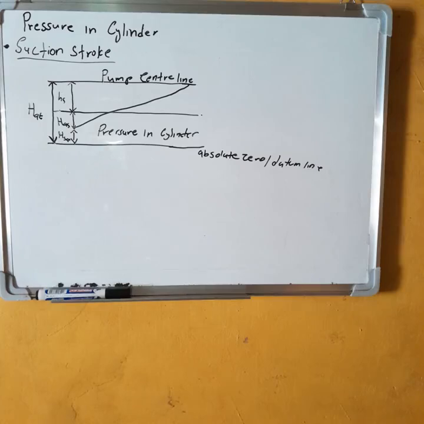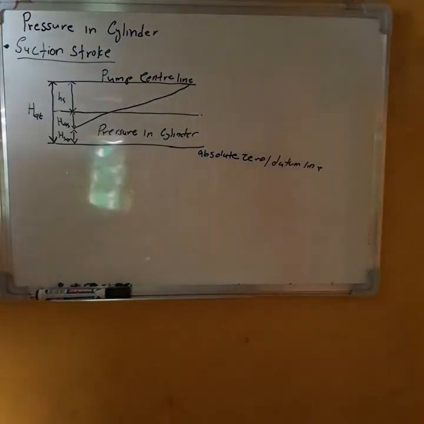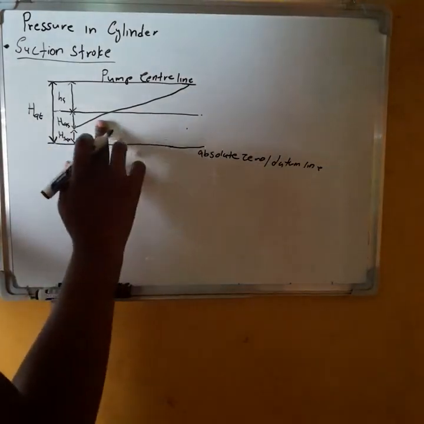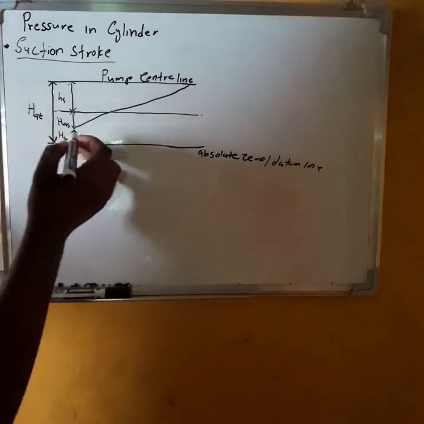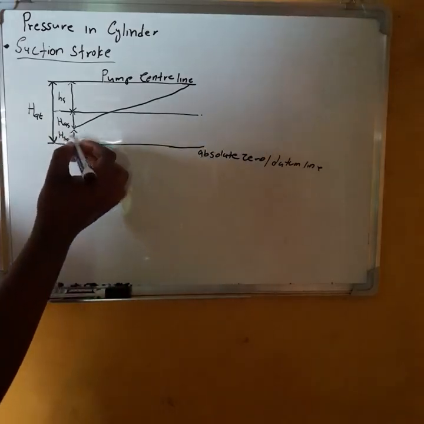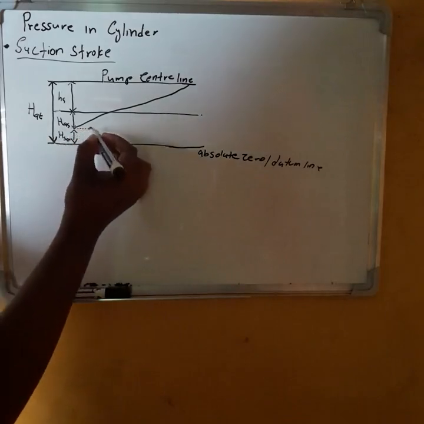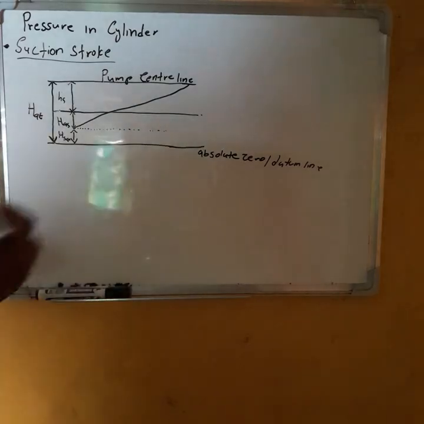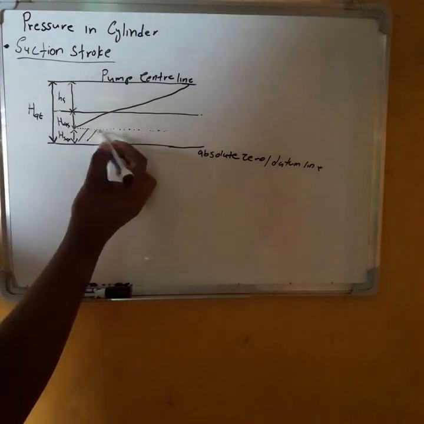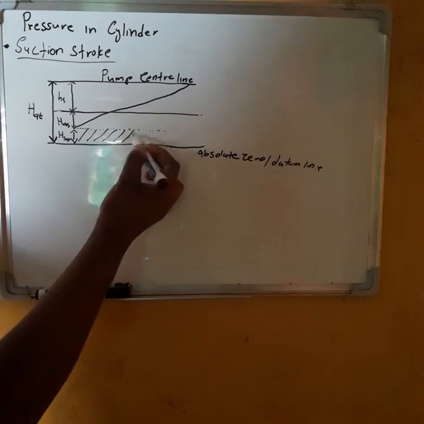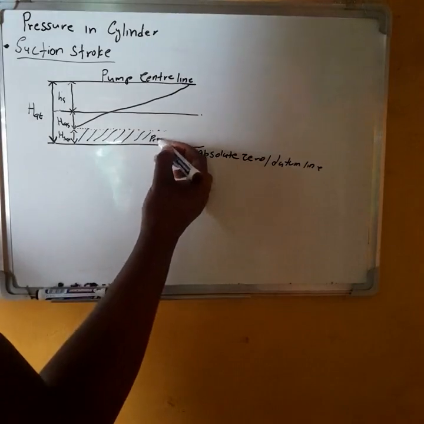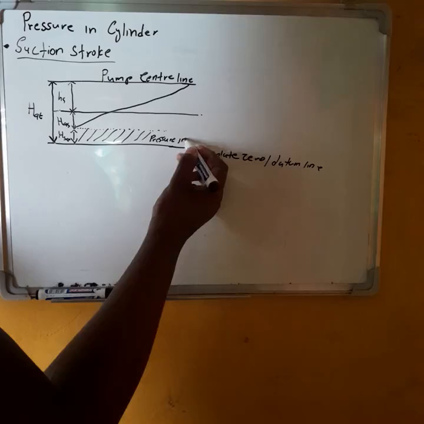One thing you must notice: the pressure must be at this level from the h_sep. Let me erase and show you this portion from the bottom. This will be the pressure. This is the pressure in the cylinder.